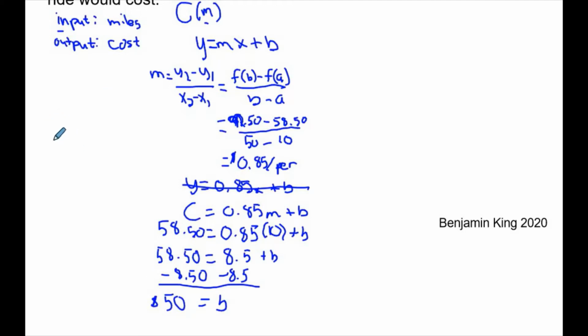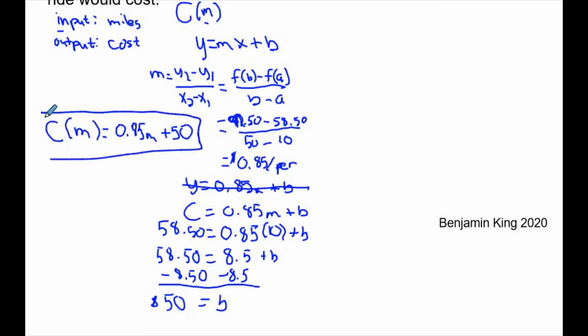So our function would be C of m is equal to 0.85 m plus 50. And what that's saying in the real world is that the cost per mile is 85 cents per mile plus the initial cost of $50 just to call the extra Uber driver. Okay, so step A is done.